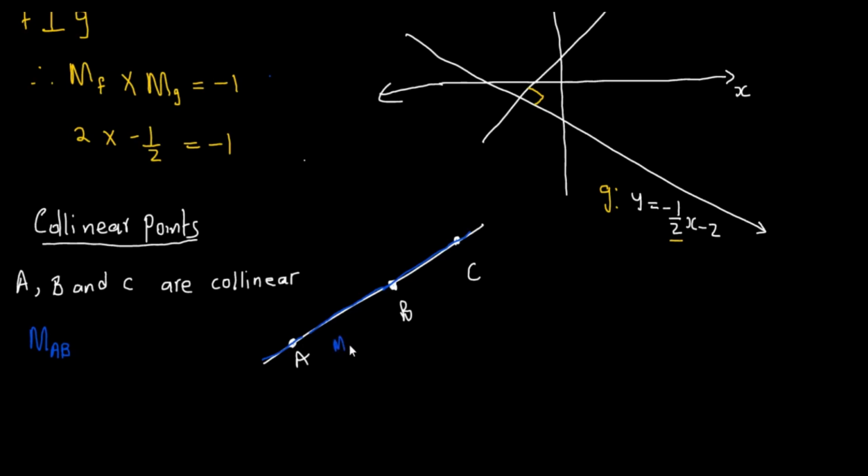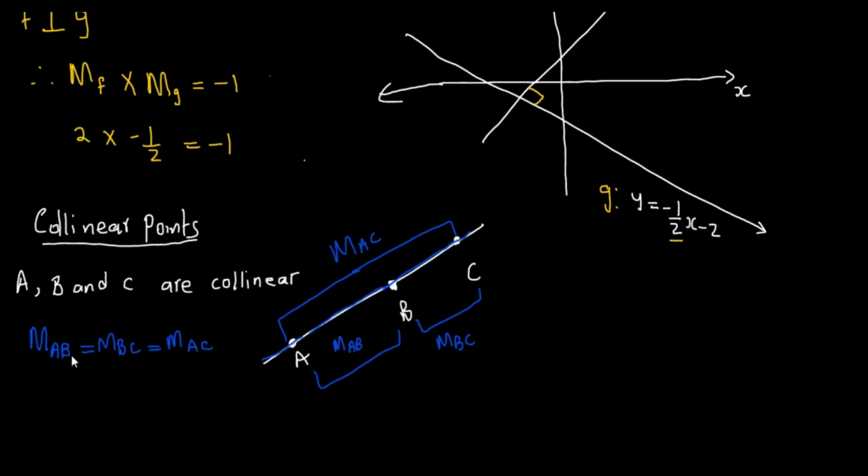Okay, so now if points are collinear, just note that the gradient from A to B will be equal to the gradient from B to C. This is the gradient from A to B, and we can find the gradient from B to C. We can also find the gradient from A to C. All these gradients should be equal. If you have collinear points, just know that the gradients will be equal. That's one thing you need to understand when you work with collinear points.